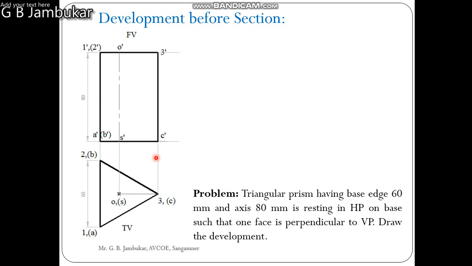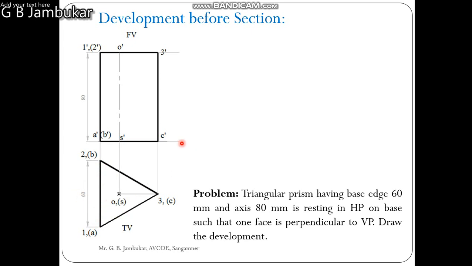Then draw the development. The development of a prism is a rectangle, so we will keep some gap and start the development from this point. If the solid is cut along the edge of face A1, then it gets open. When this triangle is cut at this corner and becomes a straight line, its length is equal to the periphery of the triangle, so 3 into its edge length 60, which is 180 mm.